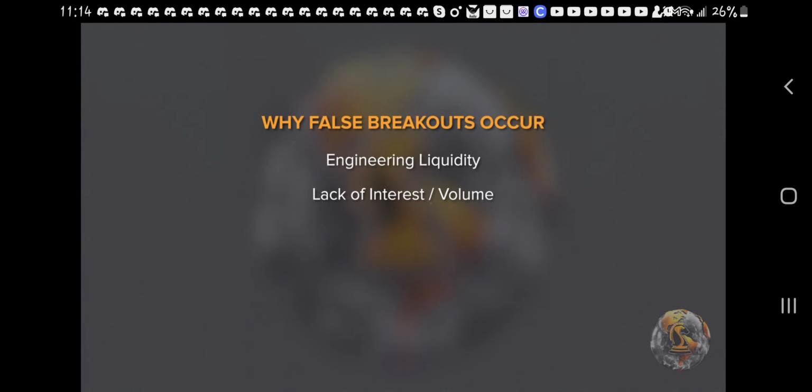So one, you can push it up and take people out by triggering their stop losses or engineering that liquidity, or the market can genuinely just try to break out, but there's not enough people willing to keep moving it and it just falls back inside. It doesn't have to be any manipulation. Most of the time, the market just moves based on basic buying and selling. It doesn't always have to be manipulation.